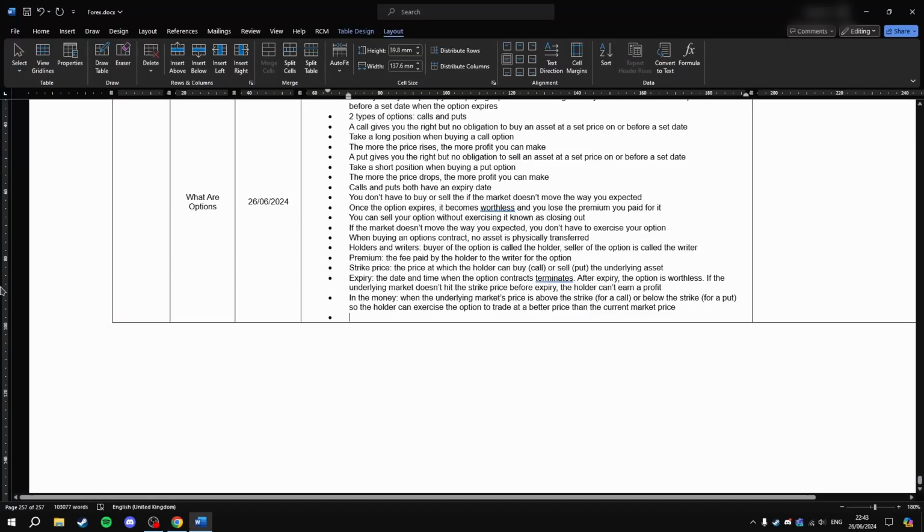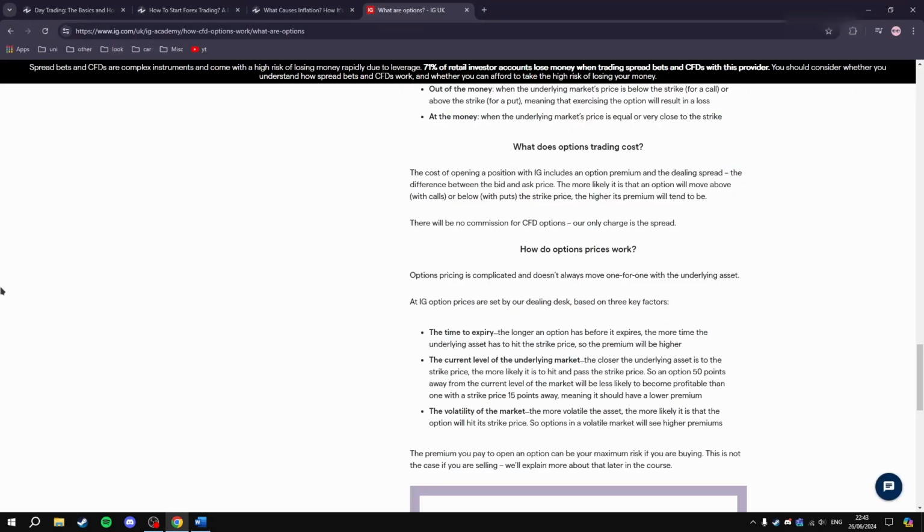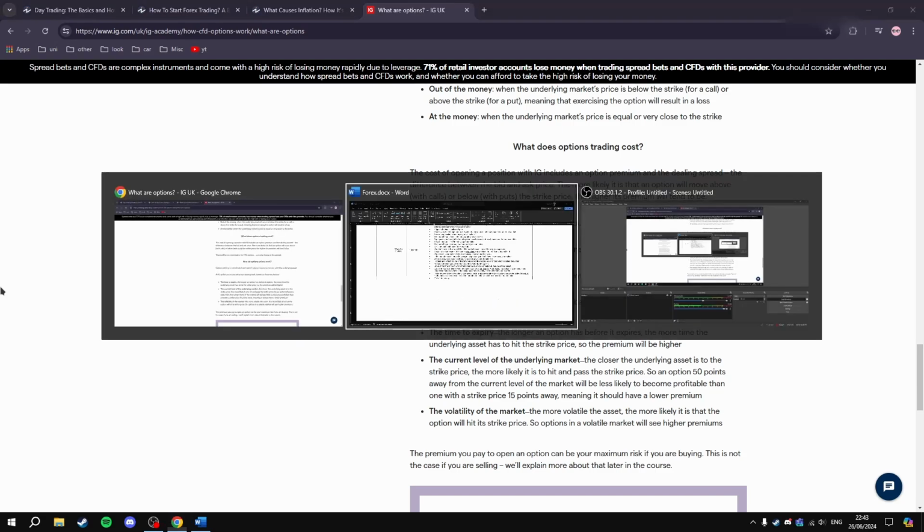Out of the money. When the underlying market price is below the strike for a call or above the strike for a put, meaning that exercising the option will result in a loss.